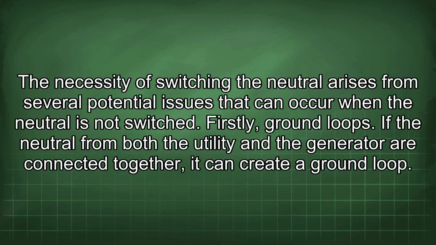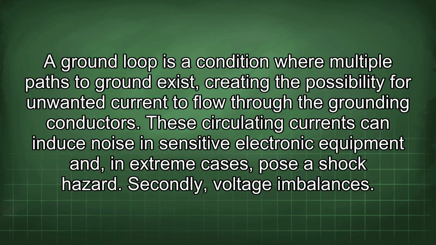The necessity of switching the neutral arises from several potential issues that can occur when the neutral is not switched. Firstly, ground loops. If the neutral from both the utility and the generator are connected together, it can create a ground loop. A ground loop is a condition where multiple paths to ground exist, creating the possibility for unwanted current to flow through the grounding conductors. These circulating currents can induce noise in sensitive electronic equipment and, in extreme cases, pose a shock hazard.